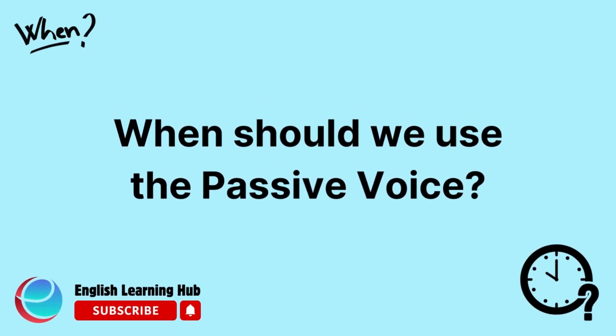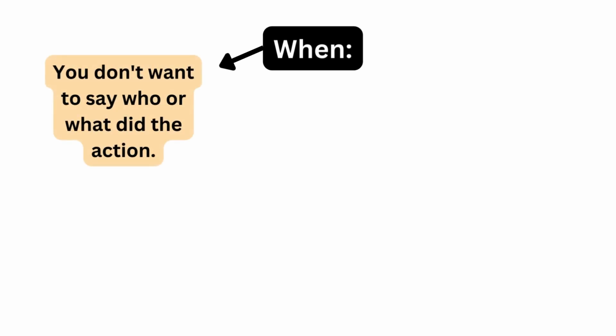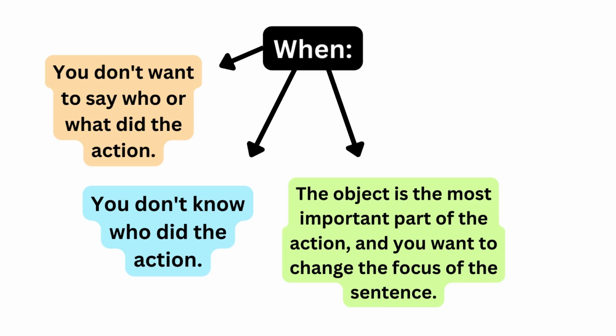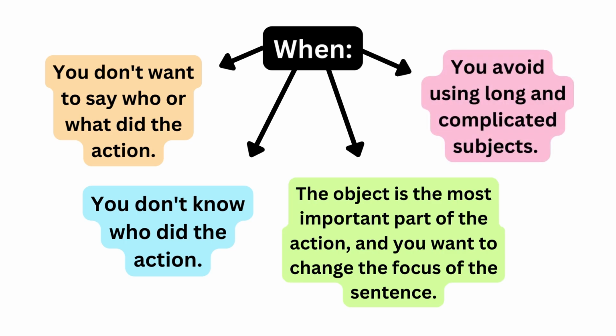When should we use the passive voice? There are times when you don't want to say who or what did the action. Or maybe you don't know who did the action. Or because the object is the most important part of the action, and you want to change the focus of the sentence. Or you avoid using long and complicated subjects.